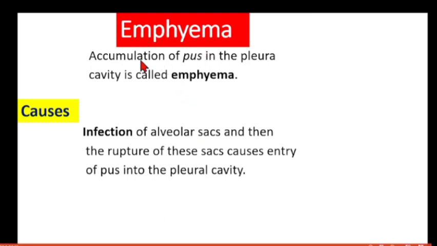What is emphysema? Accumulation of pus in the pleural cavity is called emphysema. What are the causes? Infection of alveolar sacs, and then the rupture of these sacs causes entry of pus into the pleural cavity.